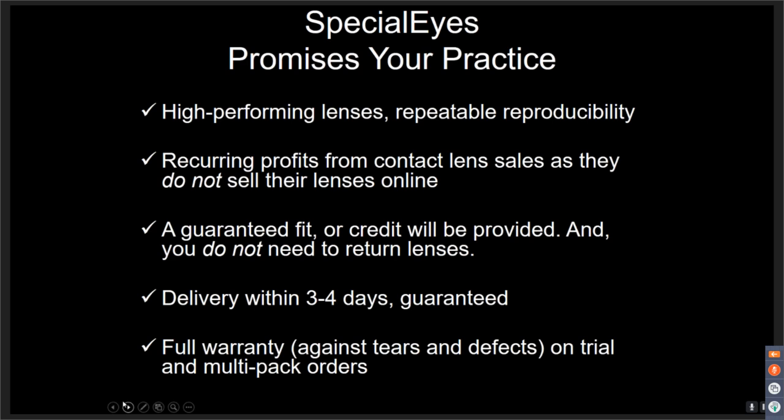Now, what is the SpecialEyes promise to your practice? Well, high-performing lenses, they have incredibly repeatable reproducibility. So the first lens and the fourth lens are going to be the same. We rarely would ever see a problem there, and we've been at this with SpecialEyes for more than 10 years.